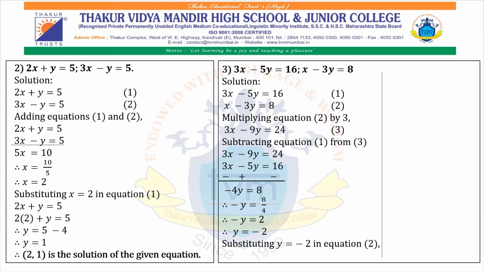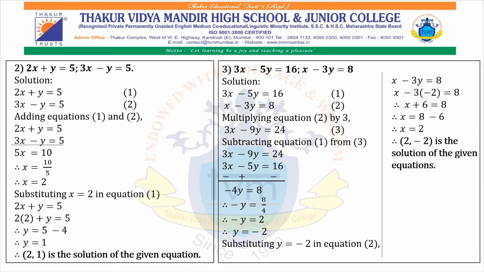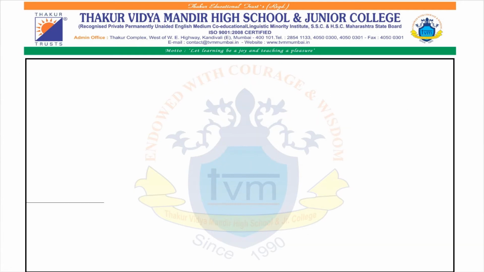Substituting y is equal to minus 2 in equation 2, here we will get x minus 3y is 8. So, x minus 3 into minus 2 is equal to 8. Therefore, x plus 6 is equal to 8. Therefore, x is equal to 8 minus 6. So, x is equal to 2. Therefore, 2 comma minus 2 is the solution of the given equations.